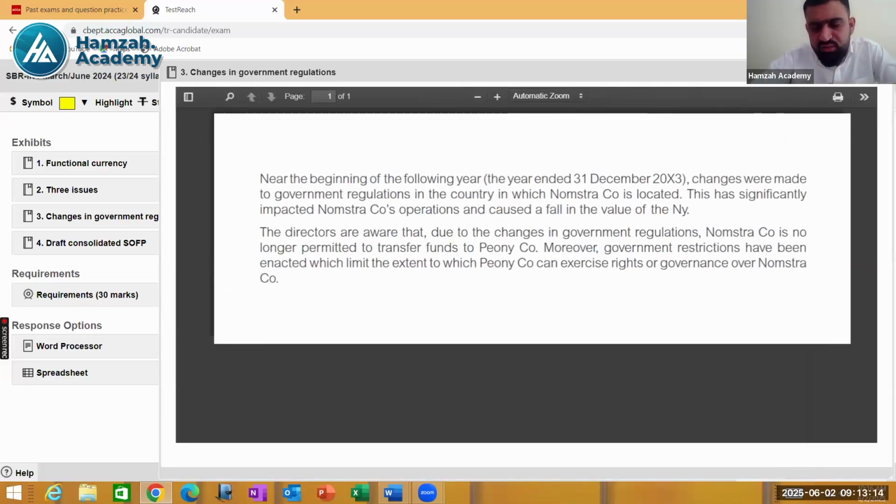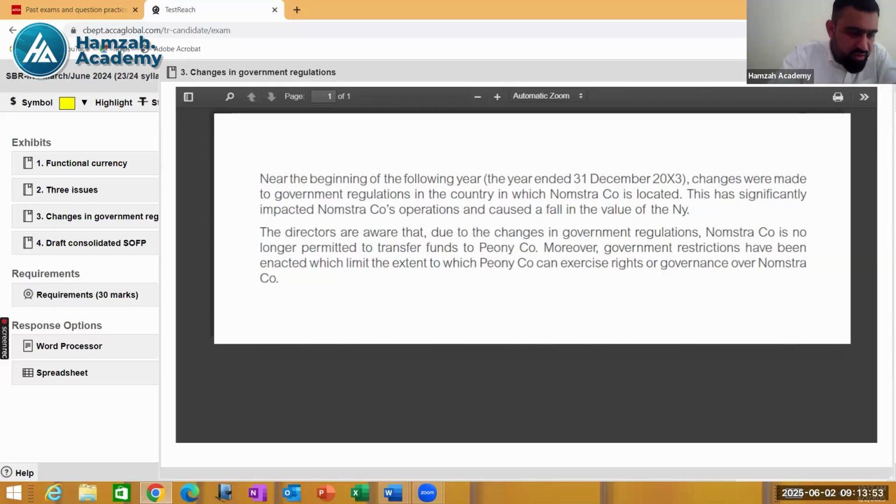Near the beginning of the following year, December X3, changes were made to the government regulation in a country in which Numestra company is located. This has significantly impacted the Numestra company operation and caused a fall in the value of NY. Directors are aware that due to the change in the government regulation, Numestra company is no longer permitted to transfer funds to the P company. Moreover, government restrictions have been enacted which limit the extent to which the P company can exercise the rights or governance over the Numestra company.